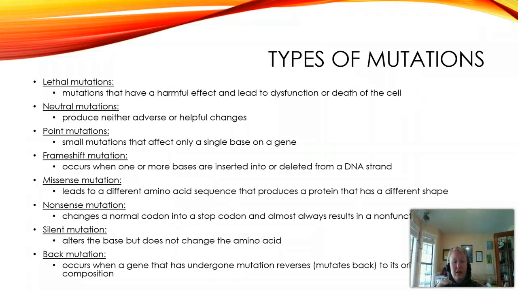You have nonsense mutations, and this is where a stop codon gets inserted in the middle of the protein, so the sequence isn't nearly as long. So say the protein is supposed to be 100 amino acids long, it may only be 10 or something like that. So that's a nonsense mutation. Then we have the silent mutation, where the wobble base can be affected, but it doesn't actually change the amino acid. So it's supposed to be arginine, still arginine. Then we have a back mutation, and this is actually where a mutation goes back to what the original sequence is supposed to be.